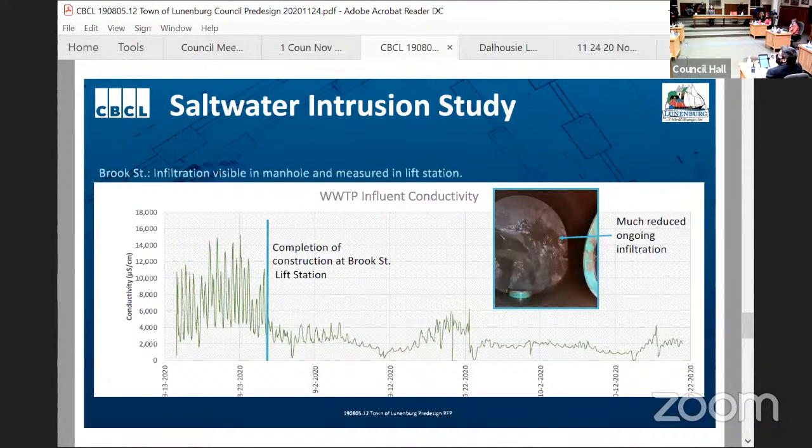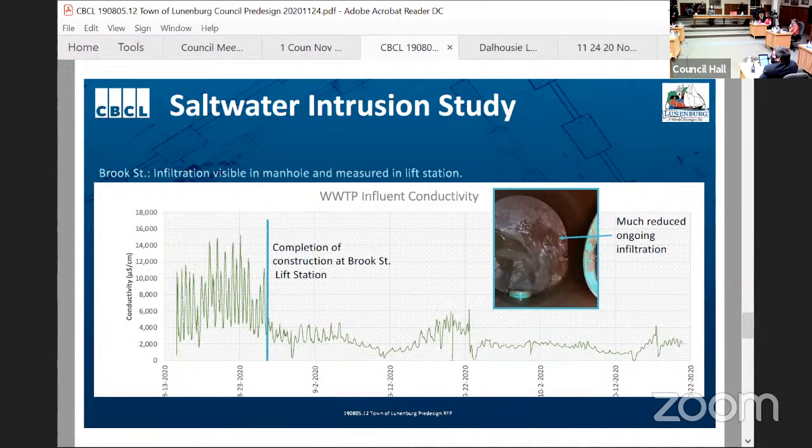Brook Street is the largest lift station, and there was coincidentally a construction project happening at the same time. Before the completion of the construction project, you can see that the conductivity as measured at the plant is swinging wildly with every tidal cycle. This means it's extremely difficult for the operators to get good performance.